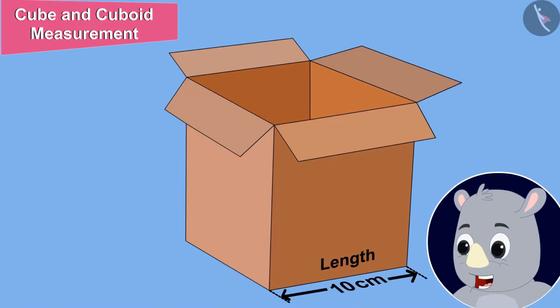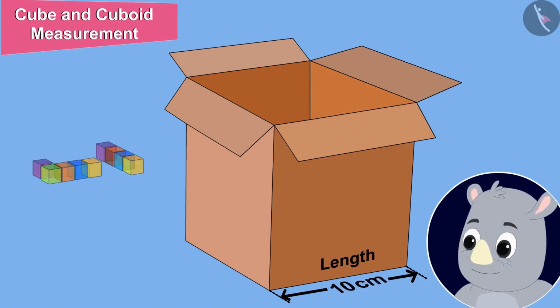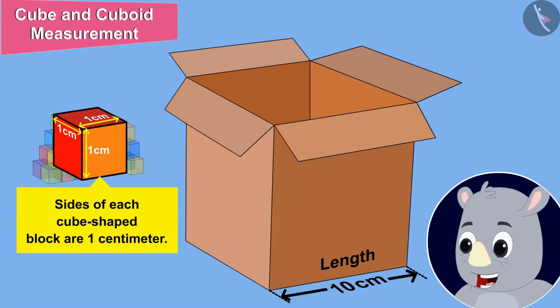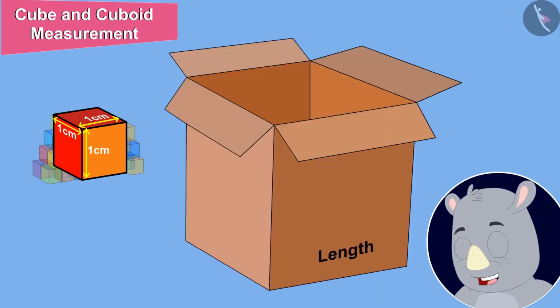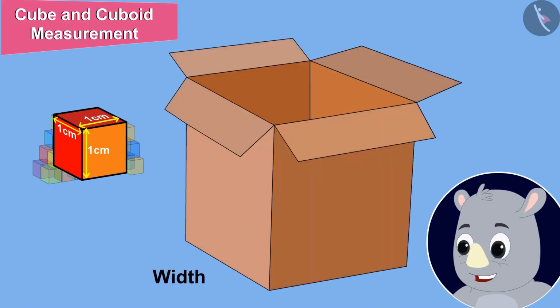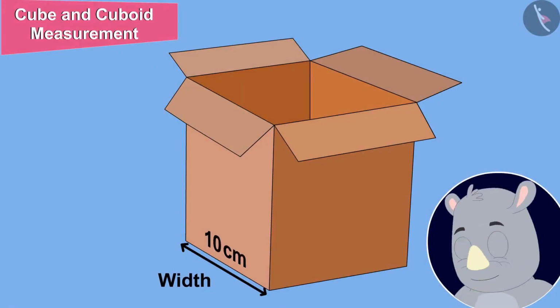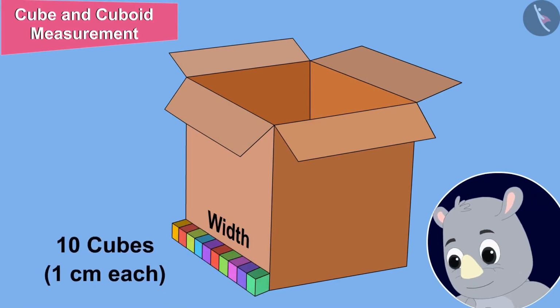Okay, the length of this cube-shaped box is 10 centimeters and the sides of each cube-shaped block are 1 centimeter. That means the length of this box is equal to 10 cubes. Now I will measure the width of this box. The width is also 10 centimeters, which means that the width of this box is also equal to 10 cubes.